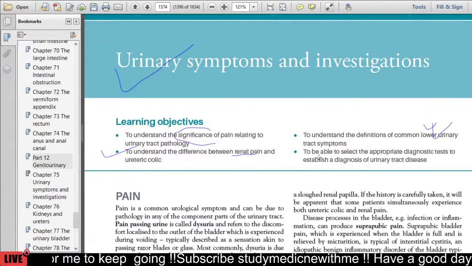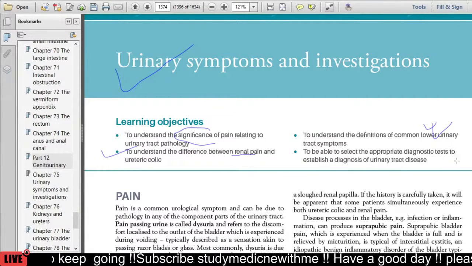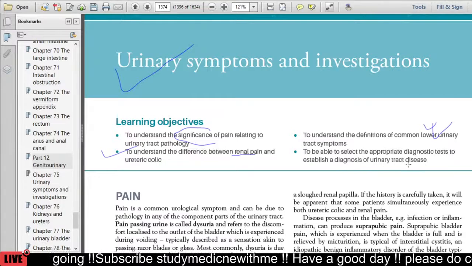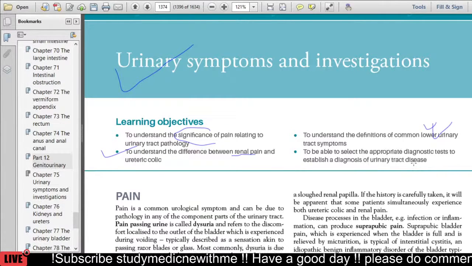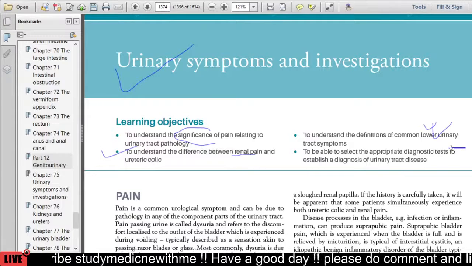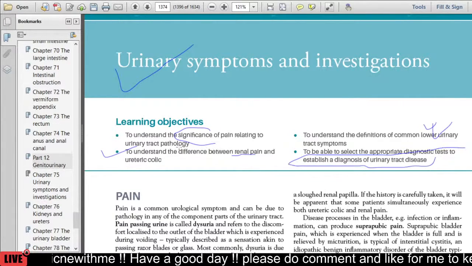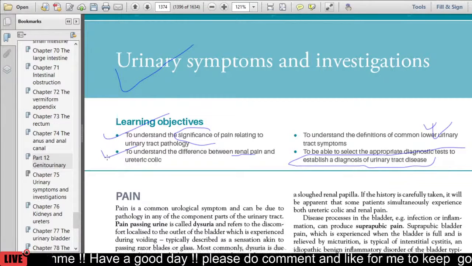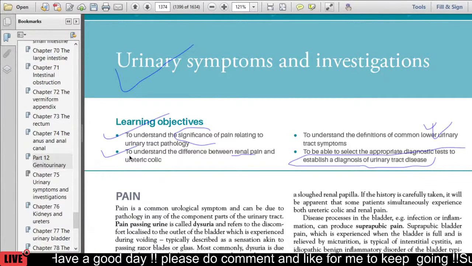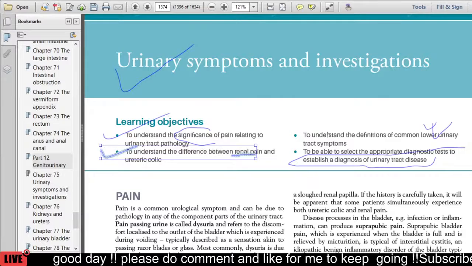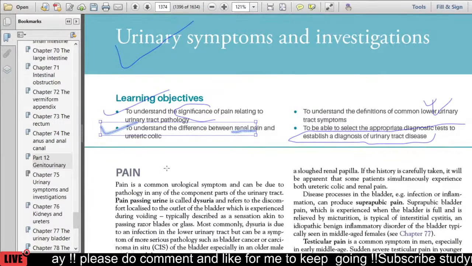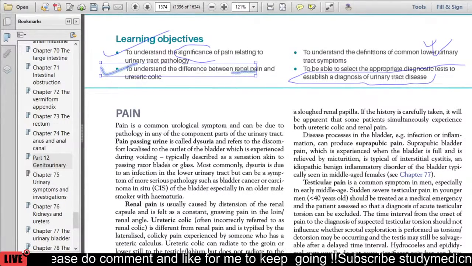To be able to select the appropriate diagnostic test to establish a diagnosis of urinary tract disease. We are not going to go into much detail about this one, but the others we need to. So I will be talking about these three objectives, starting from this chapter. So without any delay, let's begin.